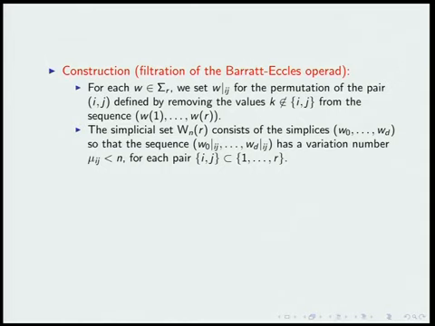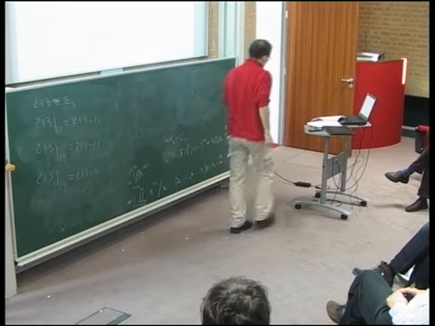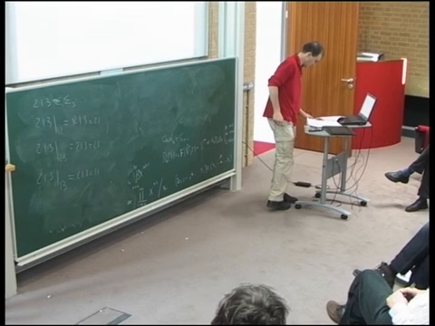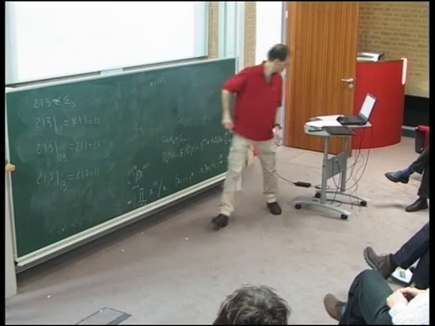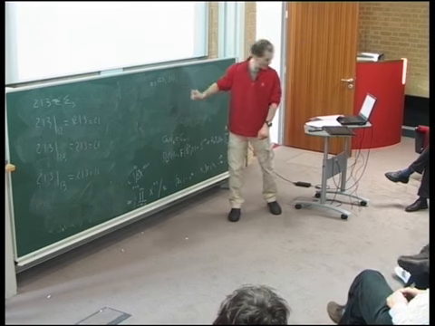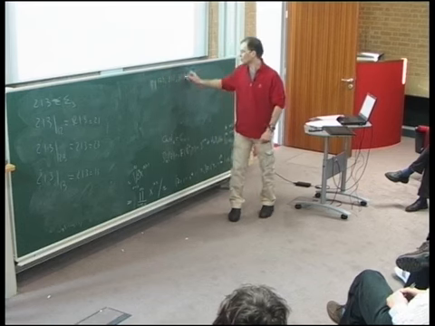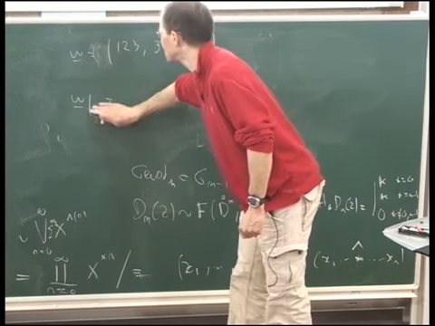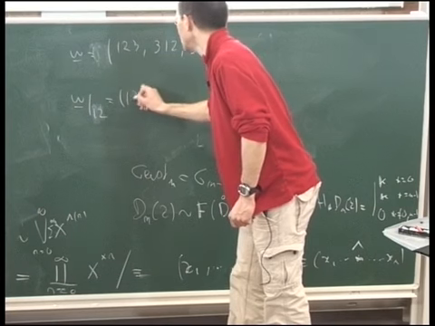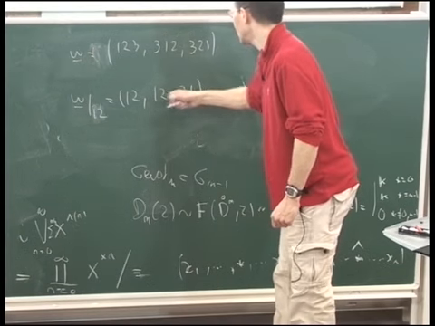Again, to give an example, I've prepared an example with 1, 2, 3, where some non-trivial things happen. If I take the restriction of this simplex to 1, 2, then I get the sequence 1, 2, 1, 2, and 2, 1. So you see I have only one variation.